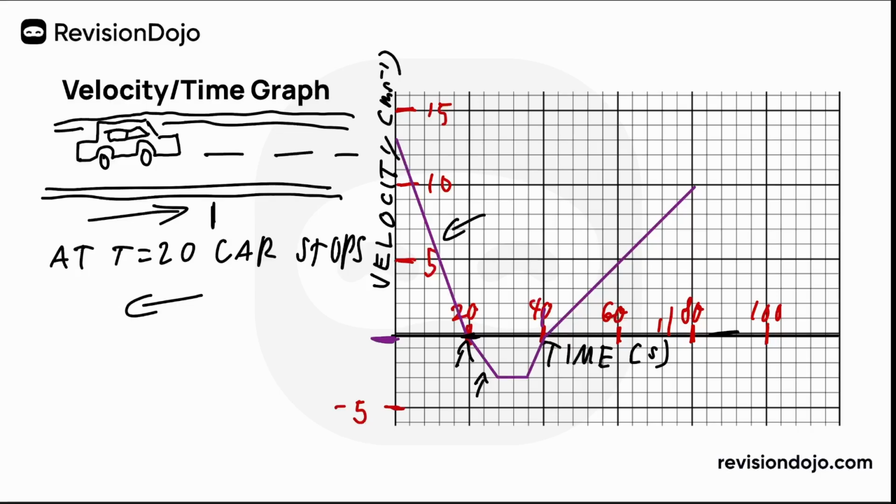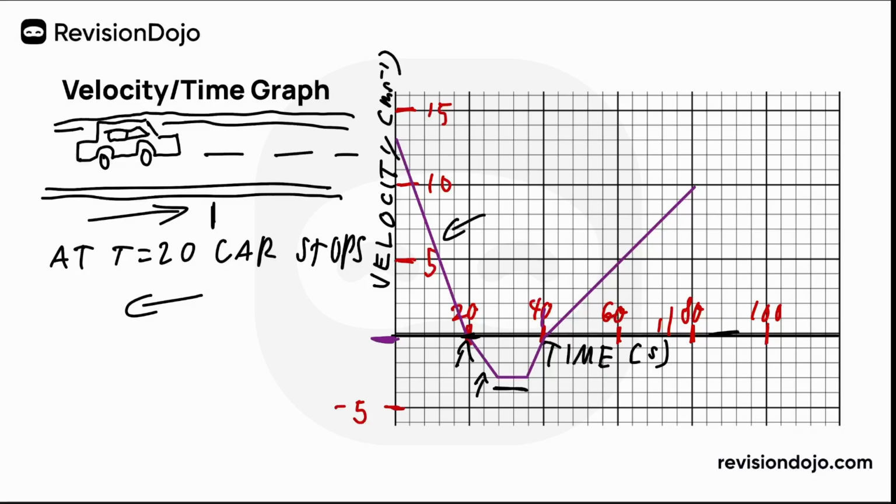Right here, we see a negative gradient, once again, but because we're below the x-axis, that means that the car is actually speeding up, just in the negative direction. The velocity is getting more and more negative. Its magnitude is increasing, but its direction is negative. Remember the vectors and scalars bit at the beginning of the lesson? Well, now that comes in handy.